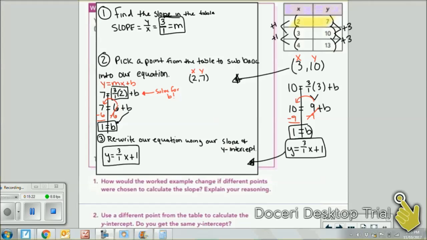So now that we've done this, I want you to go down and answer questions 1 and 2. See if you can answer 1 and 2. I'm going to give you about a minute here, 1 and 2. Ready, begin.